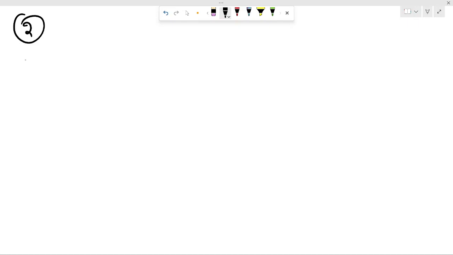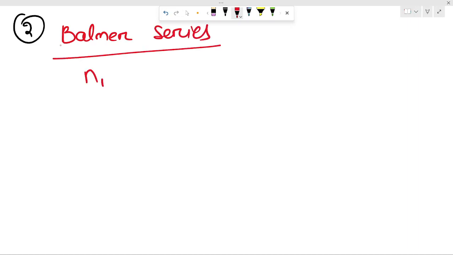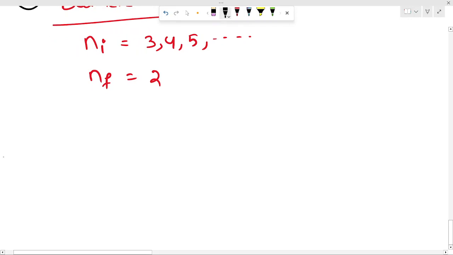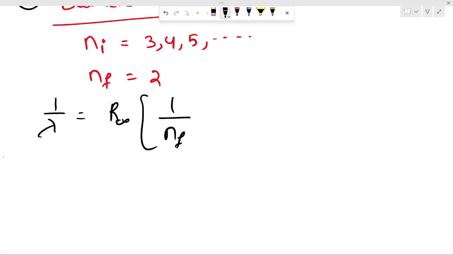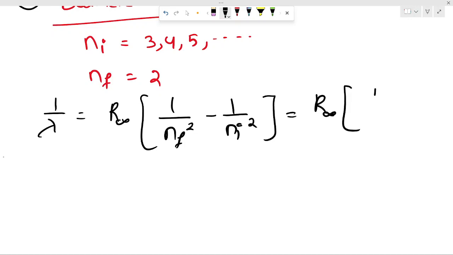So the second series is the Balmer series. For the Balmer series, n initial will be 3, 4, 5, etc., to n final, which is 2. Remember, for the Balmer series, n final is 2. So if I write the wavelength, 1 by lambda will be equal to R infinite times 1 by n final square minus 1 by n initial square, which is R infinite times 1 by 2 square minus 1 by n initial square.